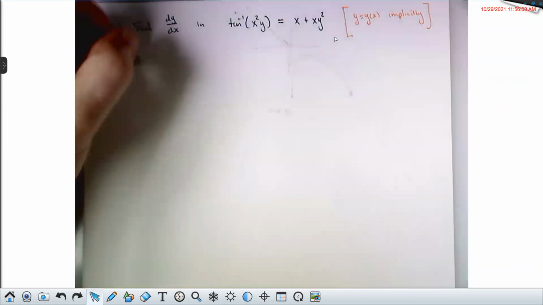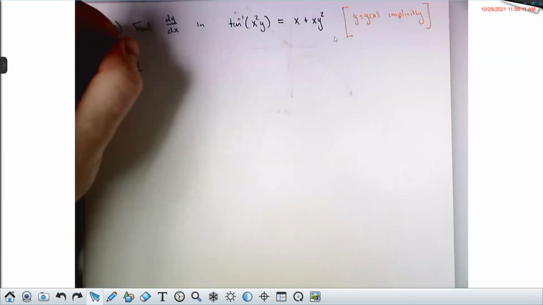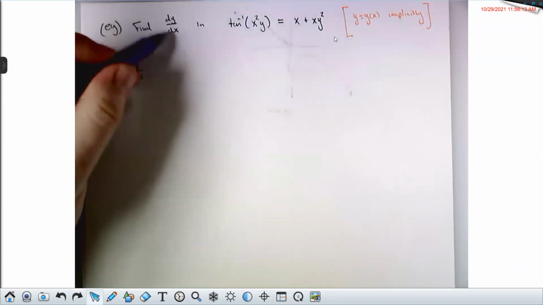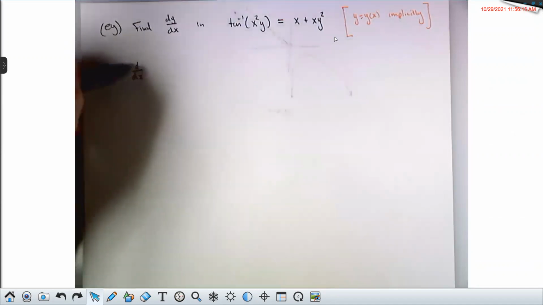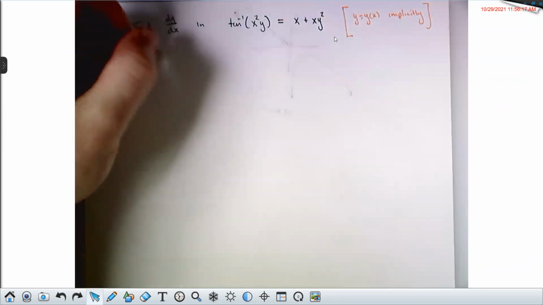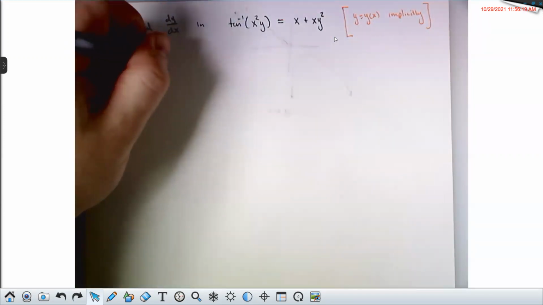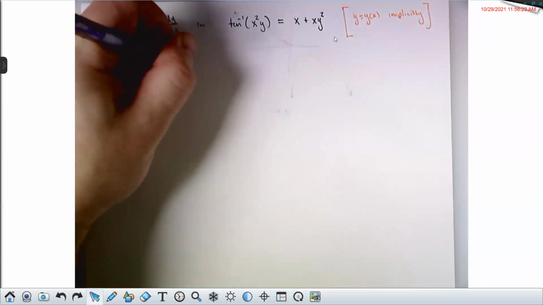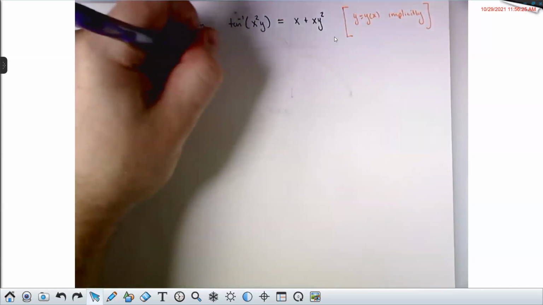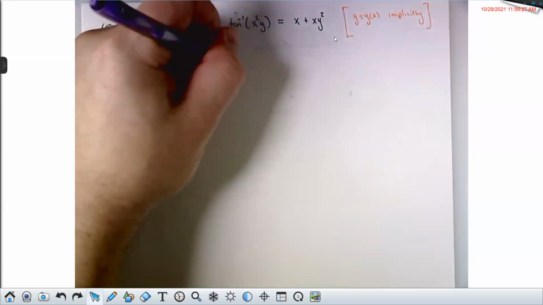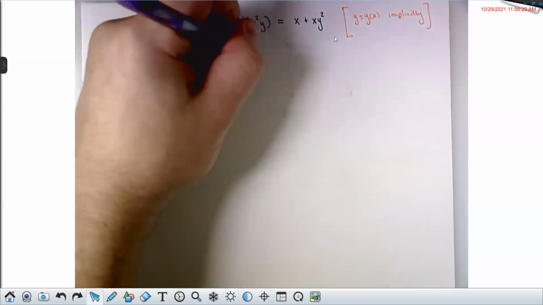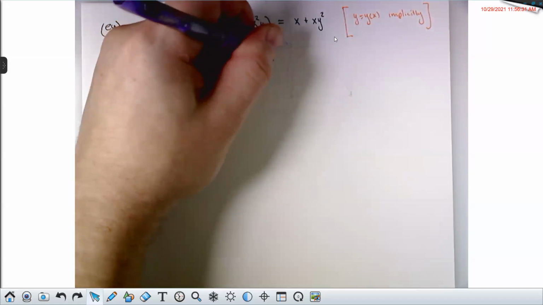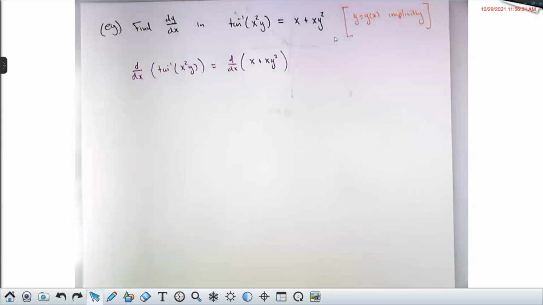All right, the game here is to apply the operator. I'm looking for dy dx, so I need to apply the differential operator d/dx to both sides. On the left-hand side, I have d/dx of the inverse tangent of x squared times y. And on the right-hand side, I have d/dx of x plus xy squared. And on both sides, we need to be quite careful with the chain rule, product rule, all that stuff.